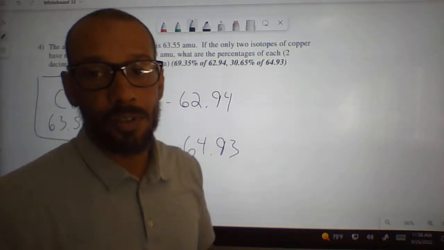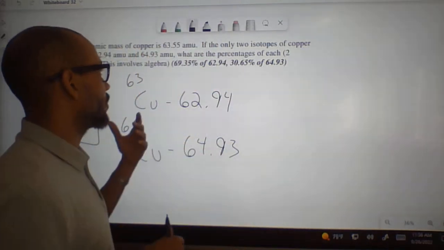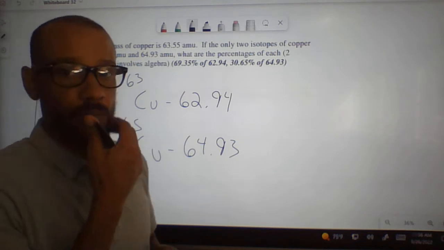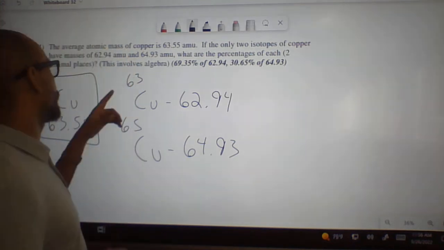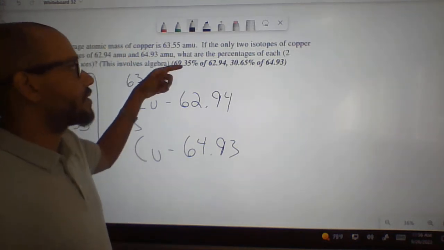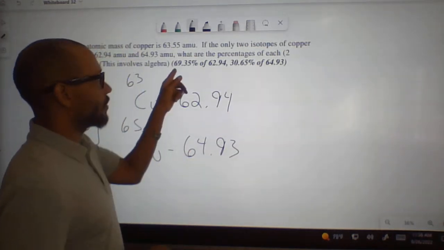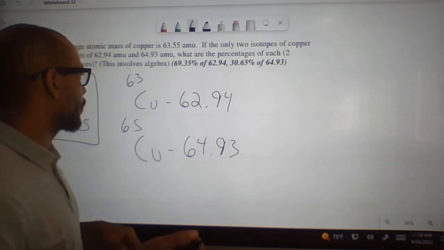On the last one that we looked at, we were given the percent abundance of different isotopes, and they asked us to calculate the average atomic mass. In this one, they're going to give us the average atomic mass, and then we have to calculate the percent abundance. We have the answer key here, but we'll work through it.